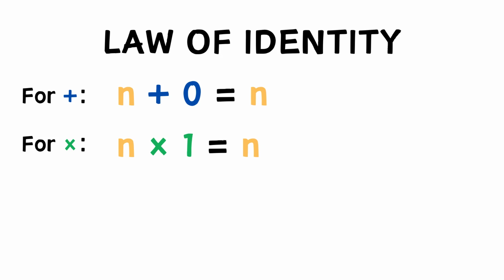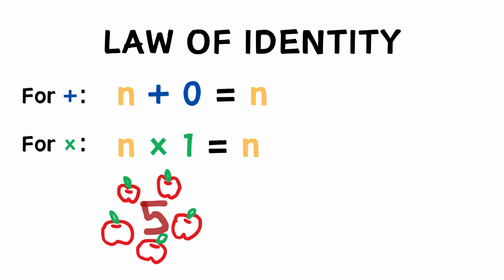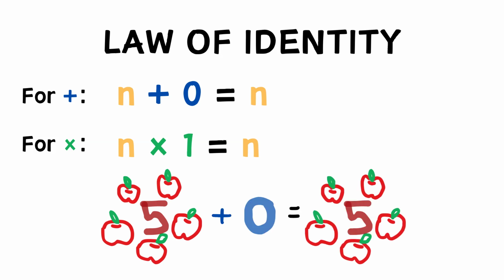You probably already know that these are true. For example, if you have 5 apples and you get 0 more apples, you still have 5 apples. This is the law of identity for addition in action. Now let's look at multiplication.